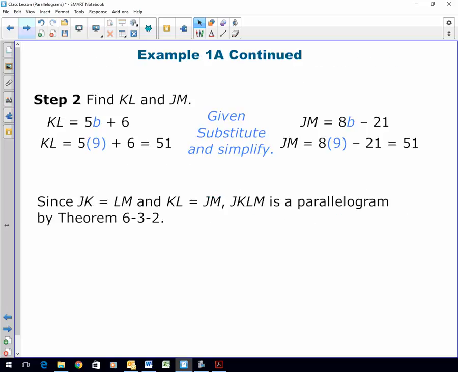If I substitute 9 for B, 5 times 9 plus 6 is 51. 8 times 9 minus 21 is 51. Now, think about what we just did. Two pairs of opposite sides are congruent. Is that enough to prove that this is a parallelogram? Yes, it is. Okay? That's the type of problem you'll be doing.